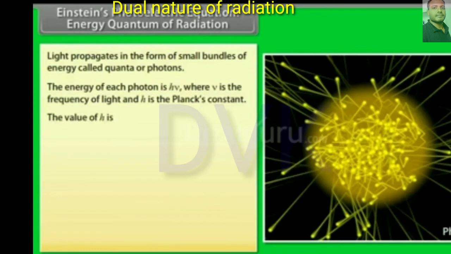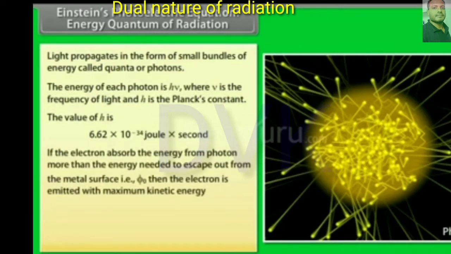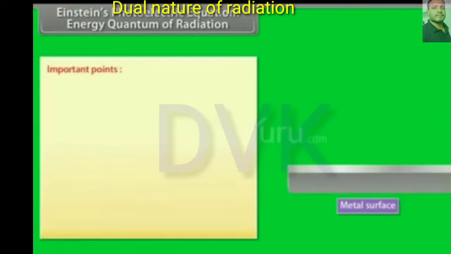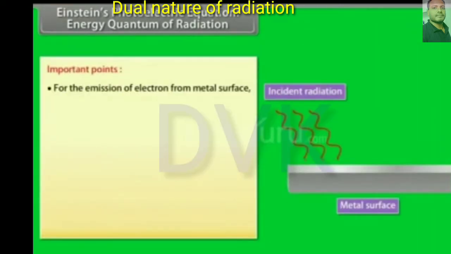Light propagates in the form of small bundles of energy called quanta or photons, where the energy of each photon is h nu, where nu is the frequency of light and h is the Planck constant. h is equal to 6.62 into 10 to the power of minus 34 joule second. K max is equal to h nu minus phi naught.